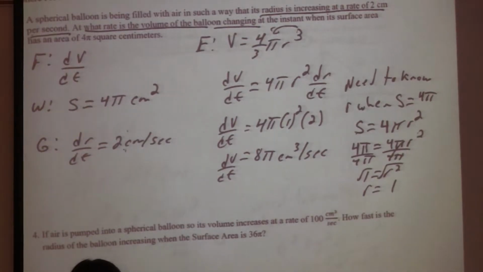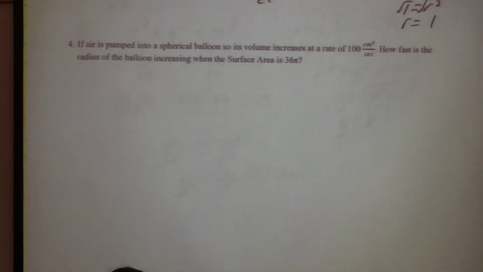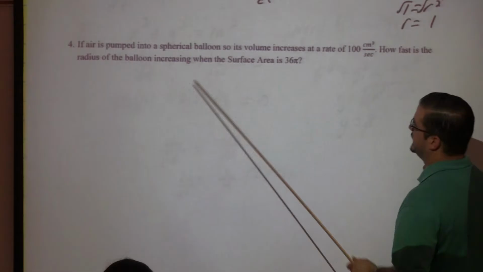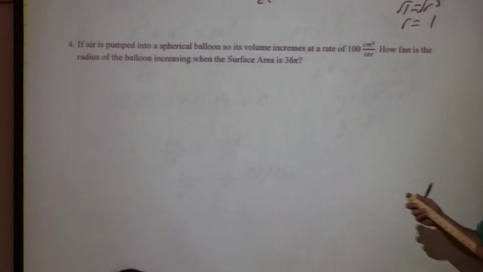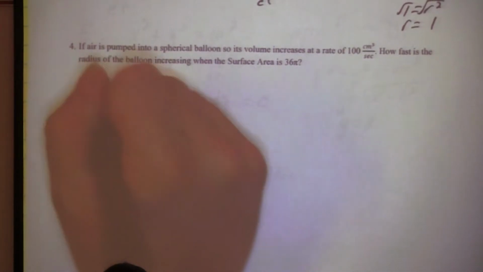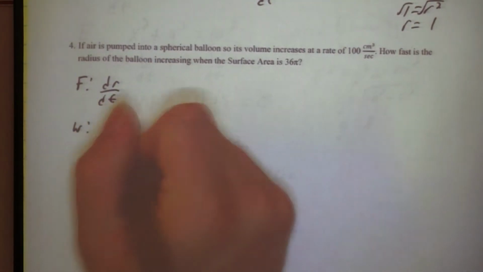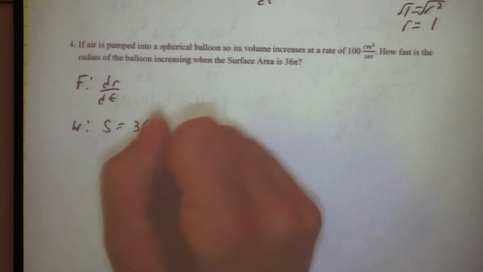So let's try this next one and let's see if we can skip finding the r part and jump straight into it. Ready? If air is pumped into a spherical balloon so its volume increases at a rate of 100 cubic centimeters per second, how fast is the radius of the balloon increasing when the surface area is 36 pi? What are we trying to find? dr/dt. When? Surface area is 36 pi.